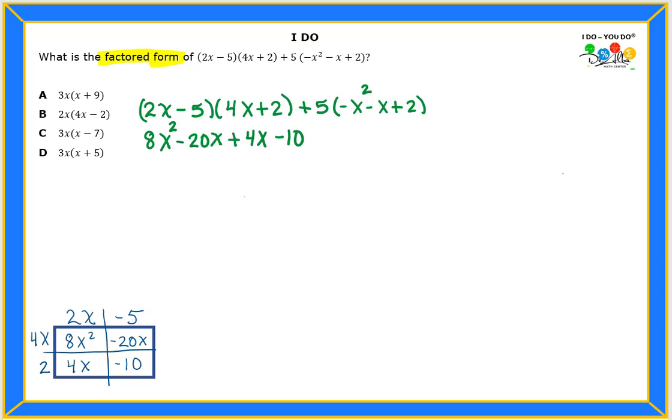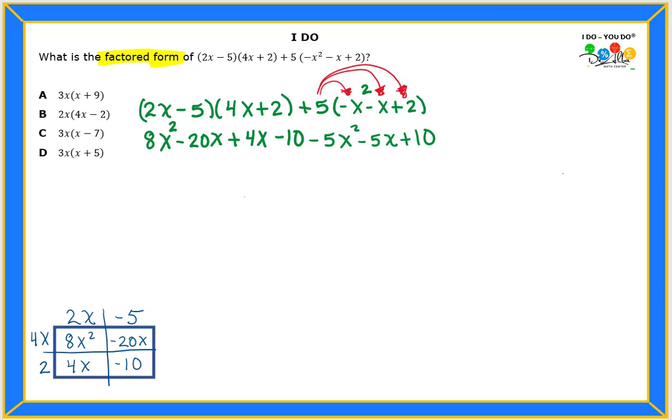Now we're going to use distributive property to work my second part of the problem. So I'm going to multiply 5 times negative x squared, 5 times negative x, and finally 5 times the 2, right? So that 5 multiplies everything inside the parentheses. And I am going to get 5 times a negative x squared gives me a negative 5x squared. 5 times a negative x gives me a negative 5x. And 5 times 2 is 10. Okay, so now we can actually combine like terms.